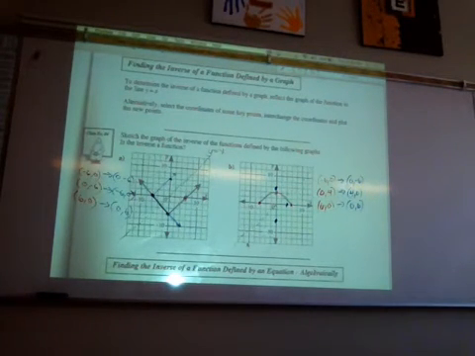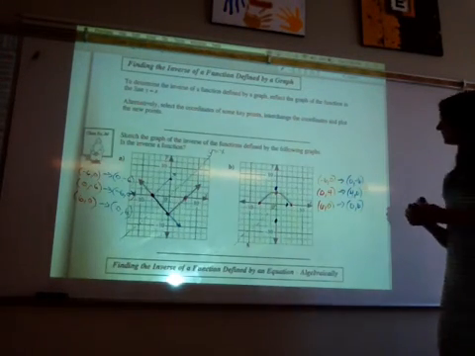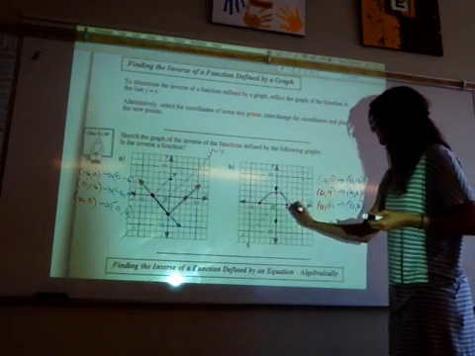I have a question. Does the shape of the graph change, and the size? No, the size and the shape stay exactly the same. It's just the orientation, or where it's located in position, that changes. So we're going to connect the dots.